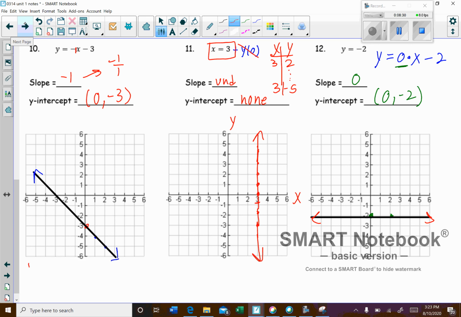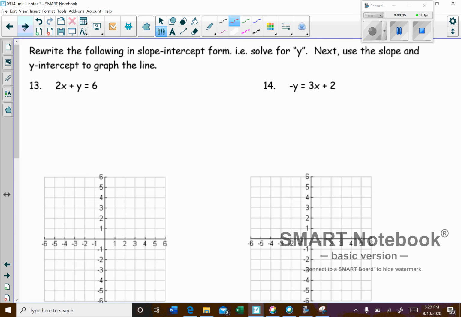All right, we're going to try a couple where they are not in slope-intercept form to begin. Here we go. Okay, so it says rewrite the following in slope-intercept form. Basically, we want to solve for y. Then next, use the slope and y-intercept to graph, just like we did on the previous page. So if you look at problem 13, you're like, oh, the slope's 2. Not quite. You have to have it in slope-intercept form before you can do that. So you have to make it look like y equals mx plus b. We have to have it in that format.